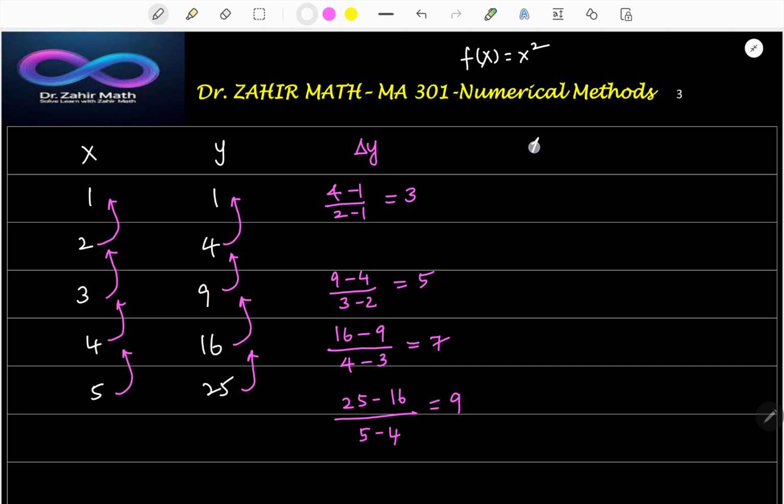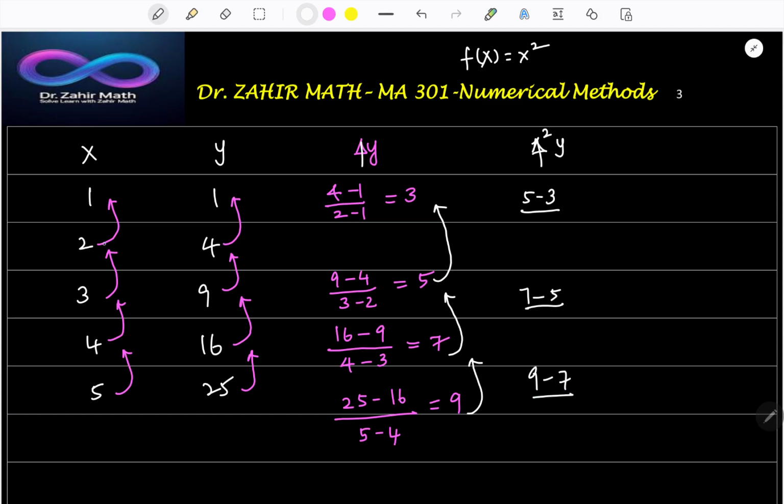So let me go to del square y. Okay, right. Look carefully. Now I am using another color. Look here. From this value, this minus this, which is 5 minus 3. From this value, it's same. 7 minus 5. From this, it's same. 9 minus 7. Easy. But only in the x values, it's different.